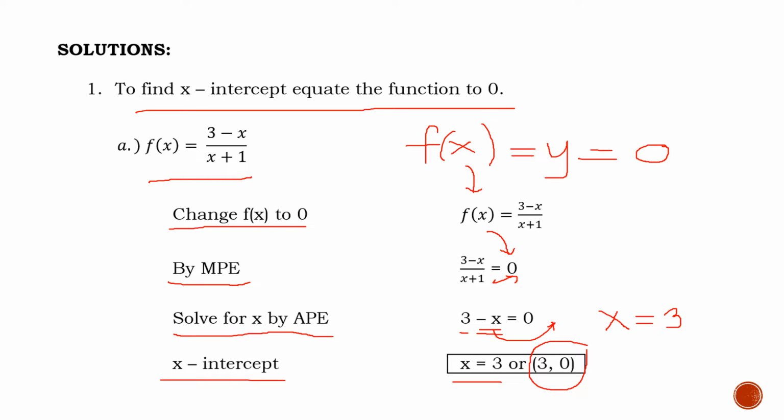Always remember that if you're asked to find the value of the x-intercept, the y-coordinate of the point will always be equal to 0. There is no such thing as a y-coordinate greater than 0 or less than 0 if you're dealing with the x-intercept. It must be equal to 0 all the time.